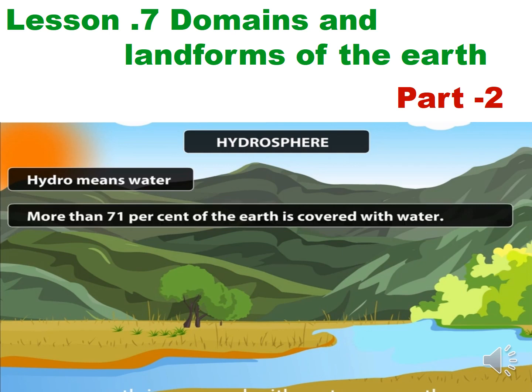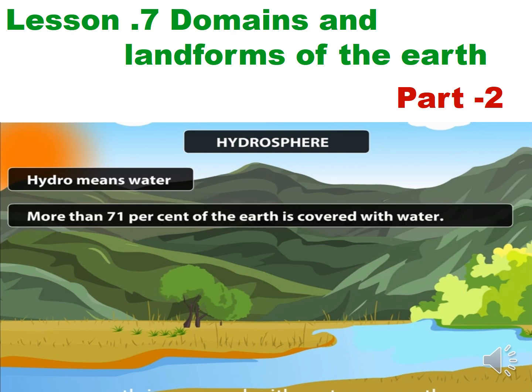Then aquatic animals are animals which live in water, like starfish, whale, blue whale, and fish. These animals can live in water, so they are aquatic animals. So the hydrosphere is a habitat for many animals and plants.